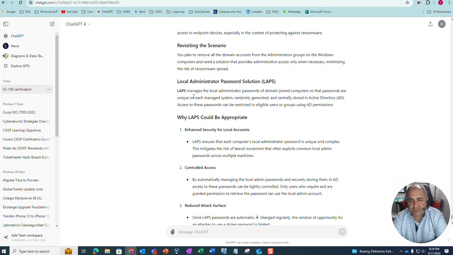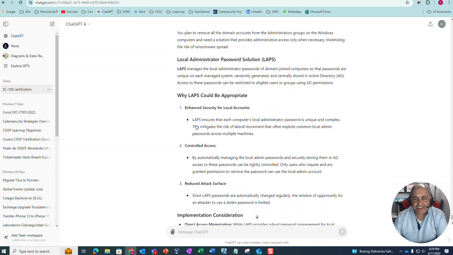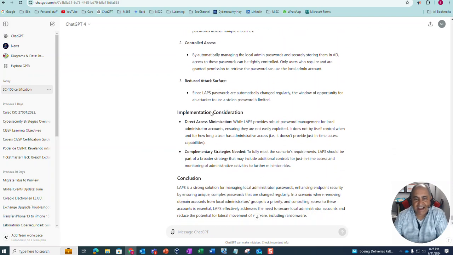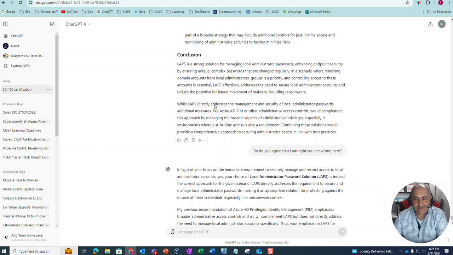Then it says the Local Administrator Password Solution, so LAPS manages the local administrator password for domain-joined computers so that the passwords are unique. And then it goes on, kind of repeating itself, and then explains why LAPS could be appropriate. So basically, well, LAPS could be appropriate, but maybe not. And then it starts giving all this explanation. But still, it's not telling me whether I'm wrong or right. And then it gives me all this stuff over here.